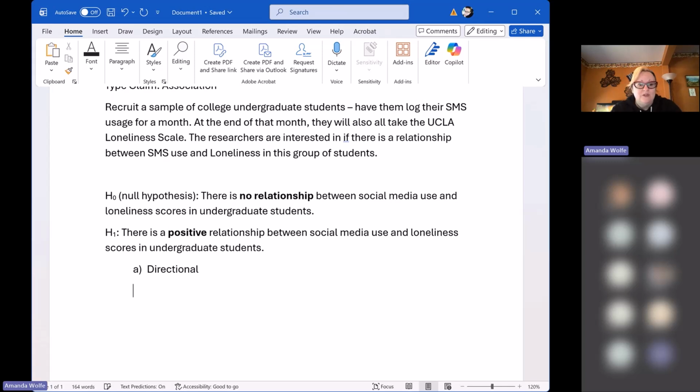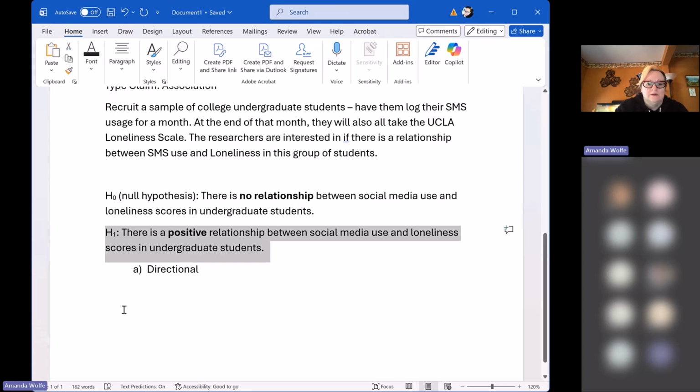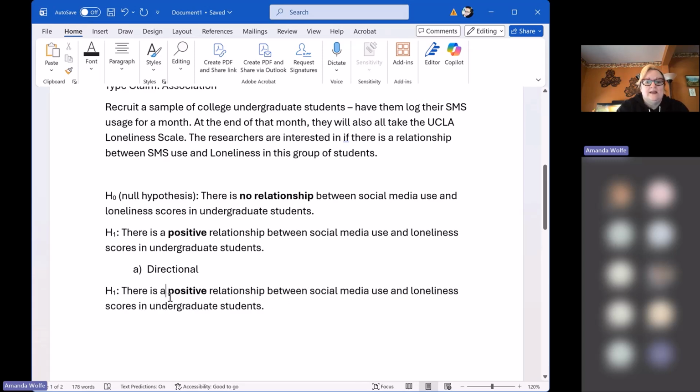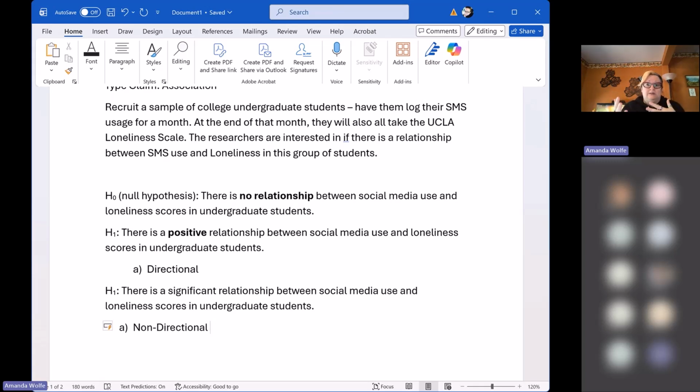If we wanted to rewrite that into a non-directional one, we would have it like this, where I would just say there is a significant relationship between social media use and loneliness scores, right? That would be non-directional, because I'm not going to say what kind of relationship it is. It could be positive, it could be negative. I'm just saying there will be a relationship rather than no relationship. That's a non-directional hypothesis. Great.